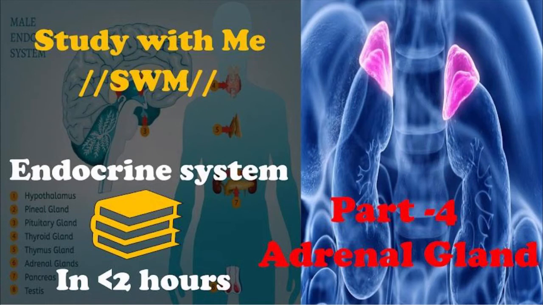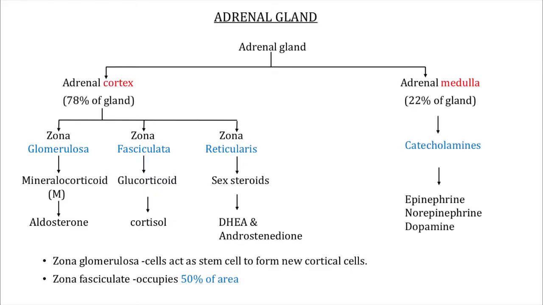So our today's topic is endocrine functions of one very important gland. What is that gland, sir? That is our adrenal gland, right? Our suprarenal gland. So with this important note, now see here, this adrenal gland has two components. One is adrenal cortex and the second one is adrenal medulla.